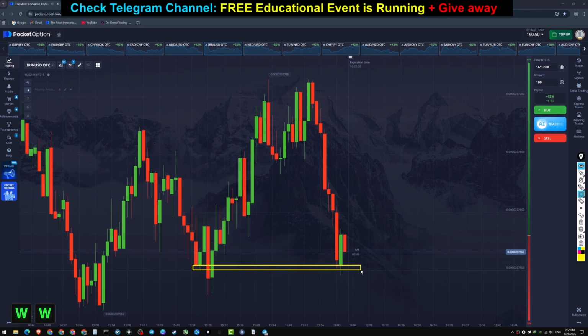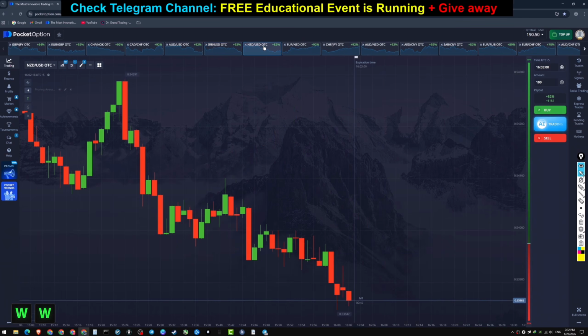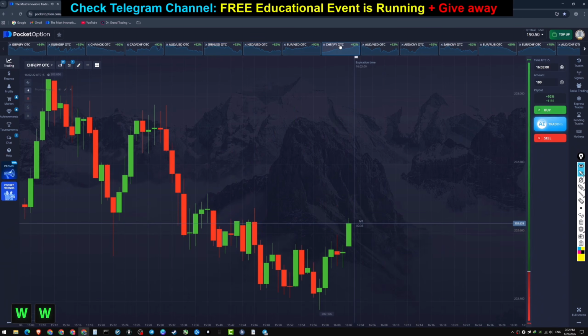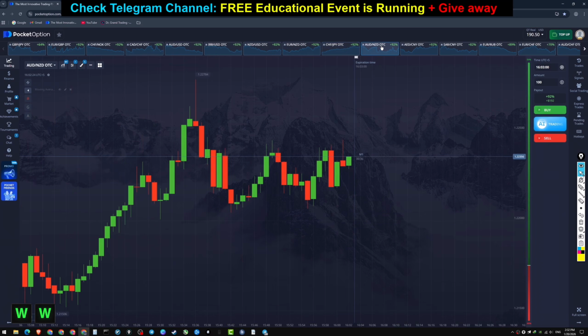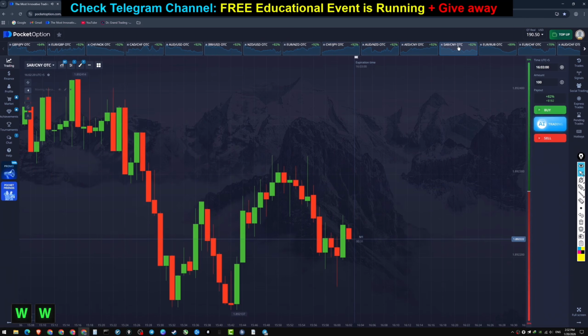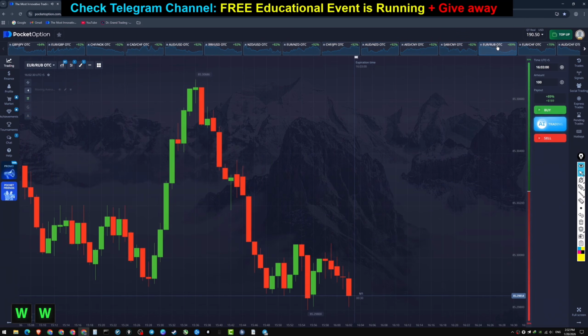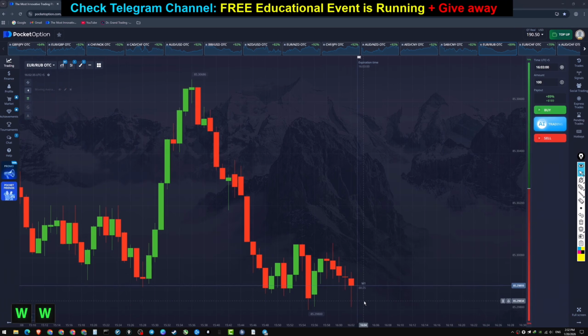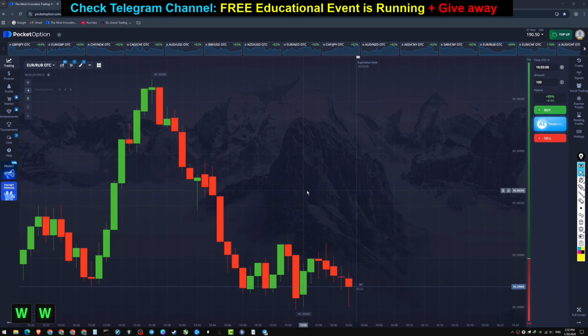This is another bad QM. It doesn't look beautiful. That's why I wouldn't take it. I'm looking for another trade. Alright, this doji is about to be broken. I have to wait for this candle to close.